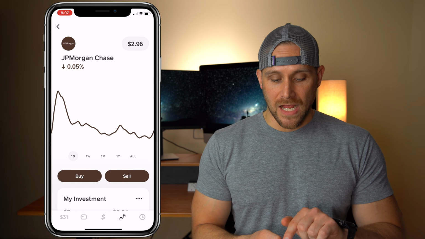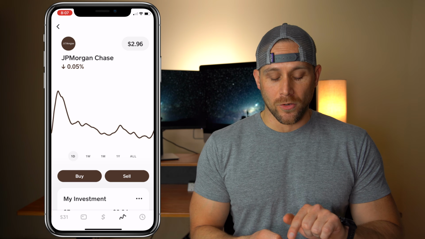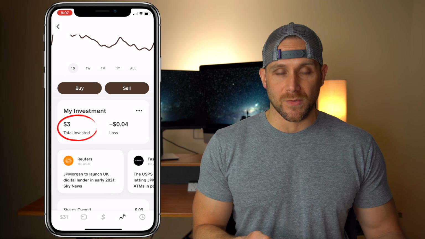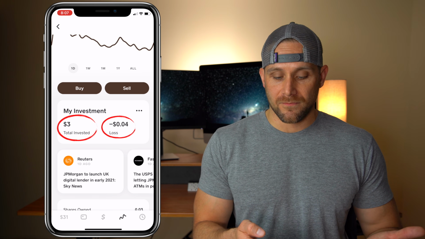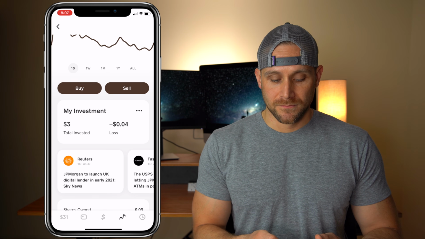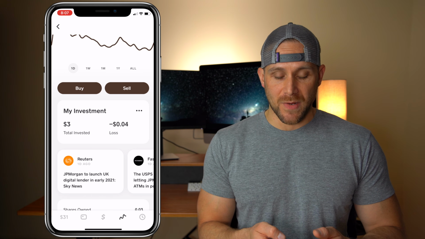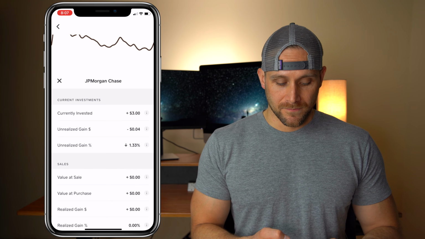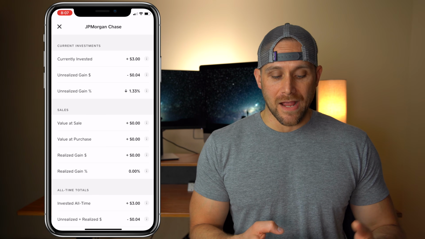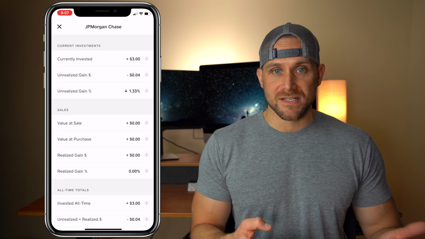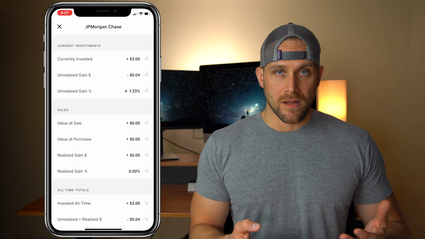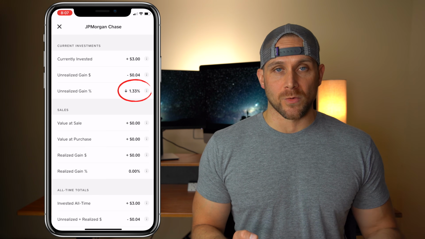And you can look up top, see my stock is worth $2.96 because you can buy partial shares. So we're going to scroll down, and I've invested $3 and I've had a loss of 4 cents. Now, if I want to see it on a percentage basis, I'm going to go ahead and click the three dots. And this shows you my unrealized gains, but in this case, I've had a loss. That's why you see the arrow going down. Now, I am down 1.33%.